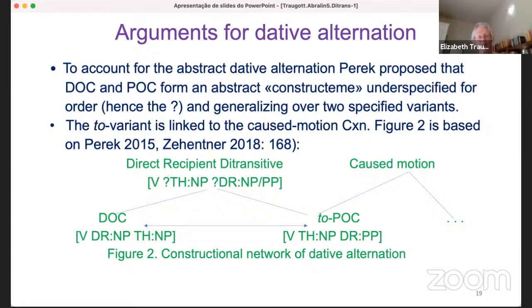And Perak proposed that dock and park form an abstract constructeme. This is, again, taking some vocabulary from morphological studies. You may recall the allostructions. Well, here we have a constructeme, a class of variants underspecified for order, generalizing over two specified variants. The two variant is linked to the cause motion construction at some distance. So he's not rejecting the notion of a link to cause motion. He's just saying it's not very close. It's not as close as the connection between the dock and the park.